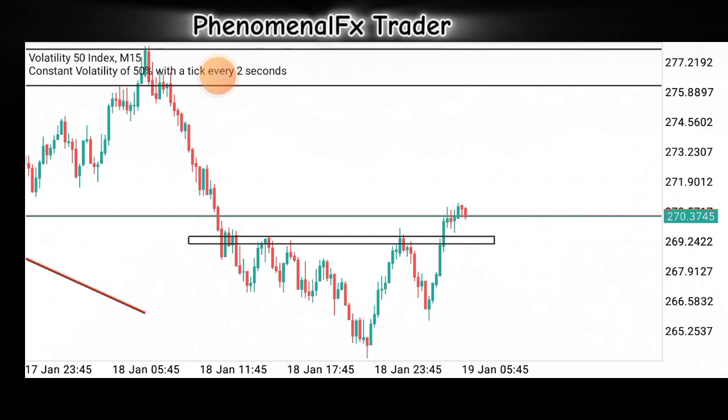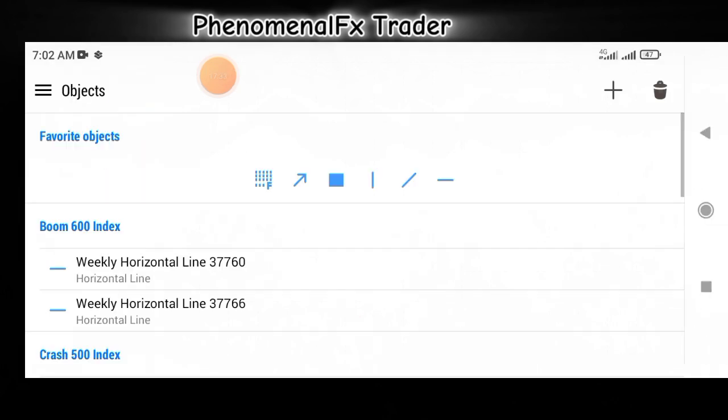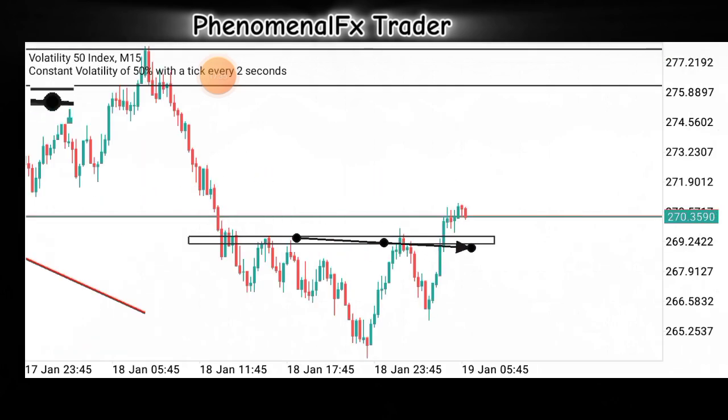All right, like now you can see what V50 is doing. It is most likely coming back to this trend, to this zone. If it comes back to retest this zone, then find an opportunity, enter your trade, and you make some profit. All right, so it is as simple as that.